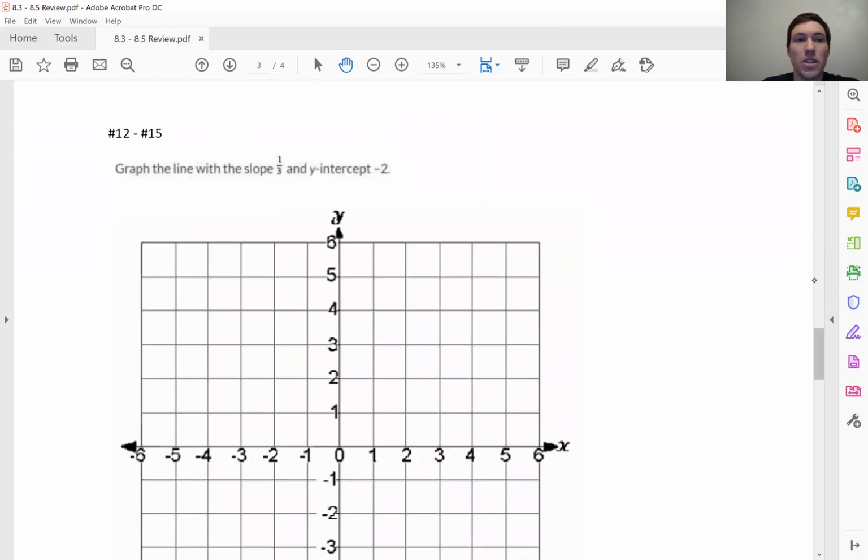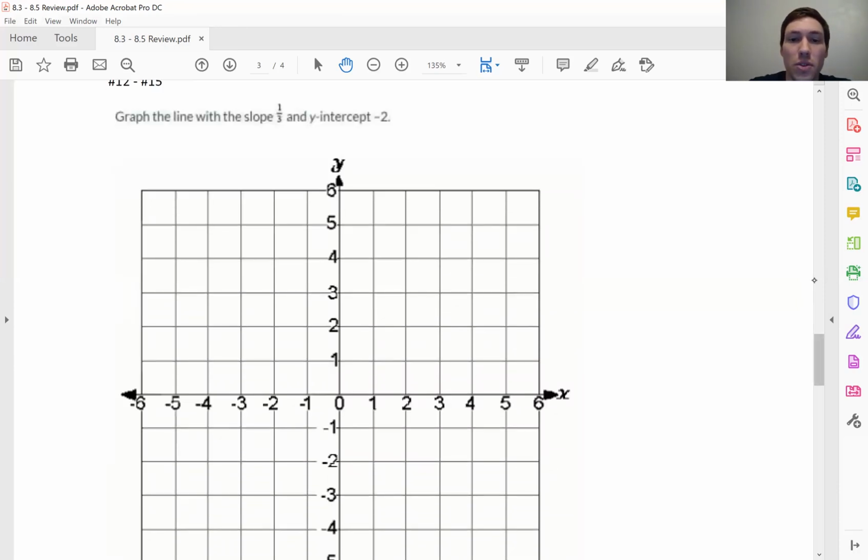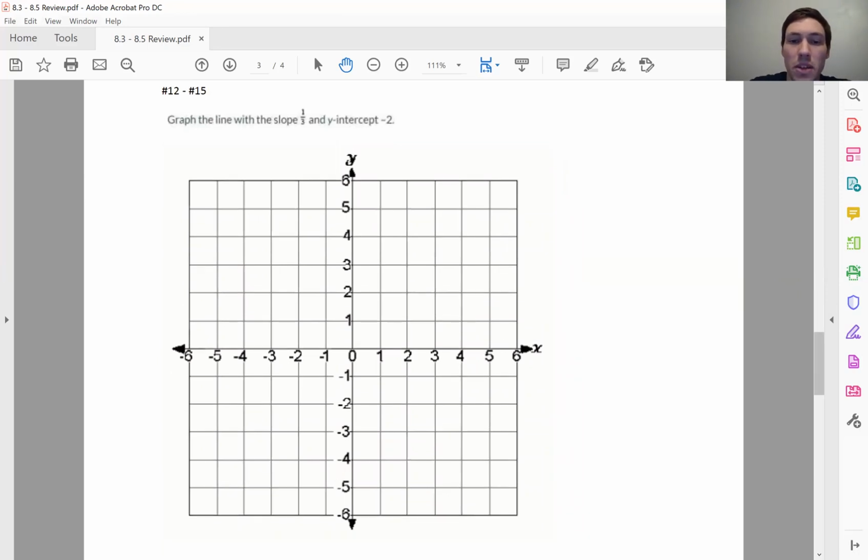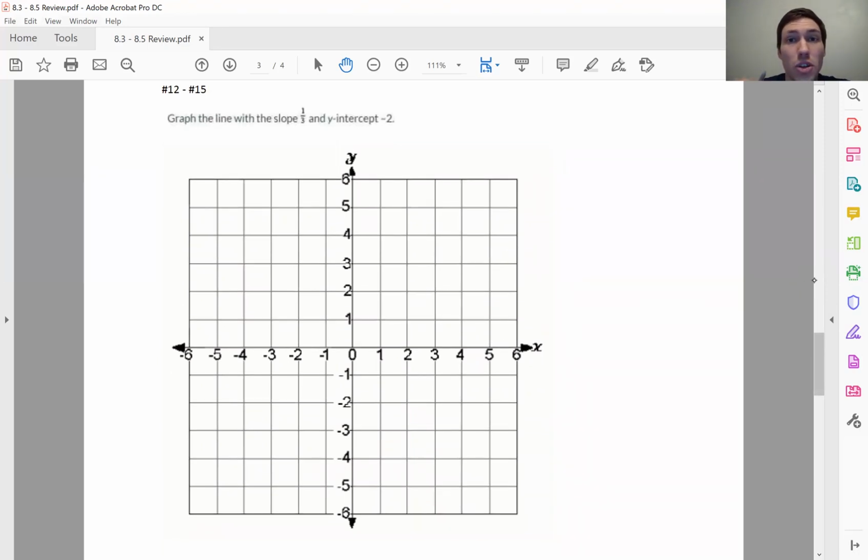The last set of questions are from 12 to 15, and it looks like this. You're going to graph using the slope and the y-intercept. So remember, whenever you graph, you always start with the y-intercept. So it says y-intercept is -2. So start at the origin, and because it said -2, I go down 2. And I mark that point.